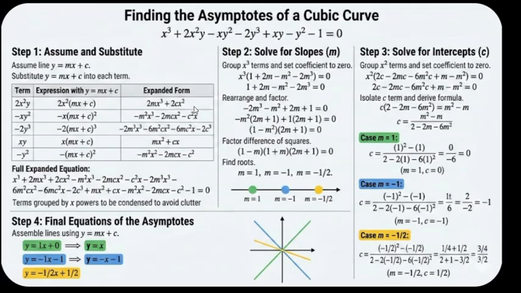As we discussed, if m is equal to 1, you get c is equal to 0. For m is equal to minus 1, c is equal to minus 1, and for m is equal to minus 1 by 2, c is equal to 1 by 2. For the second grouping, you set the coefficient and you get c like this. After finding the slope and intercept, you get the equation y equal to mx plus c.